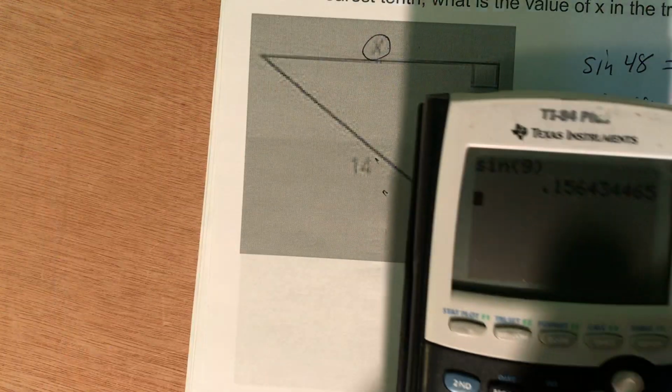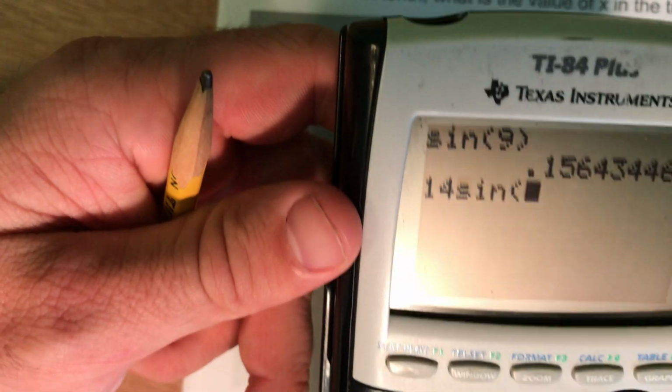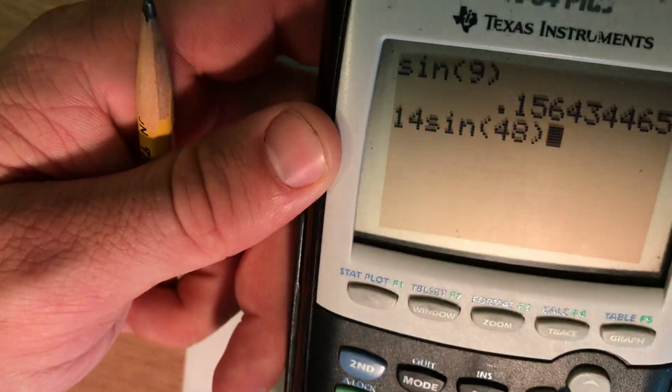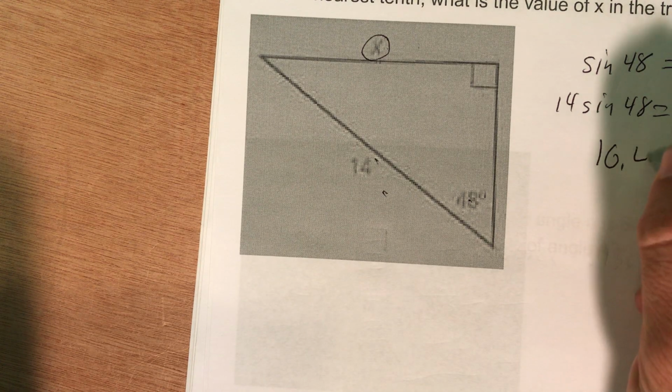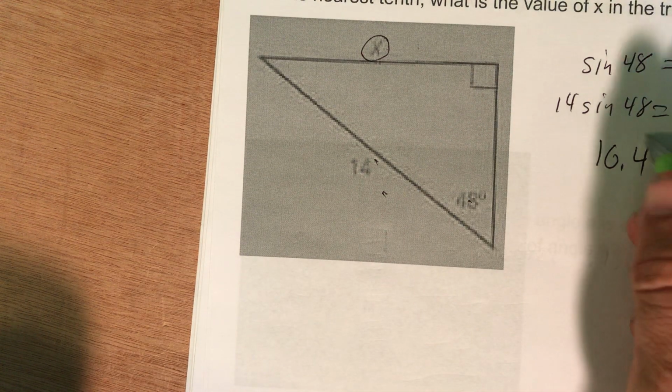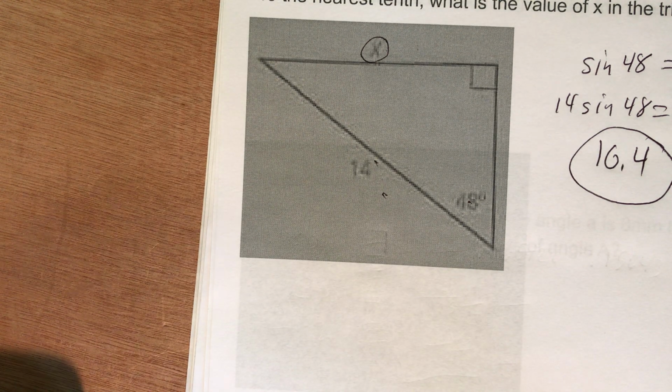Then you can type that into your calculator. 14 sine 48 in parentheses, and you should get about 10.4. That would be your answer for this one. It's just 10.4 approximately. Nothing too extreme there.